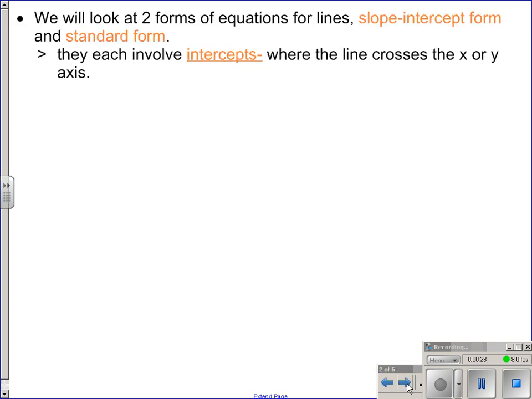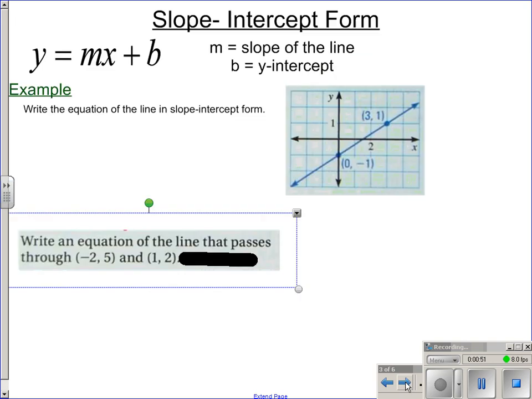All right, we're going to be dealing with two formats for an equation for a line. The first one, slope-intercept form, most common one. And the other one is called standard form, which is actually easier to graph sometimes. So they both involve intercepts, where the lines cross your x or y axis, so they're individually called the y-intercept or the x-intercept.